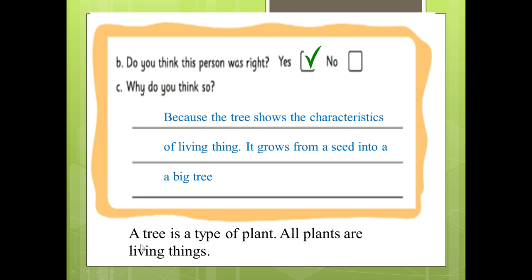Children, repeat after me. A tree is a type of plant. All plants are living things. So all plants are living things.